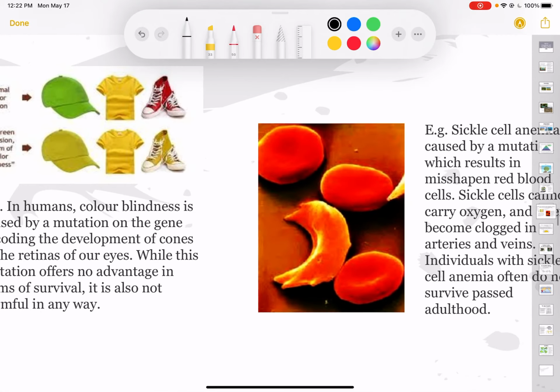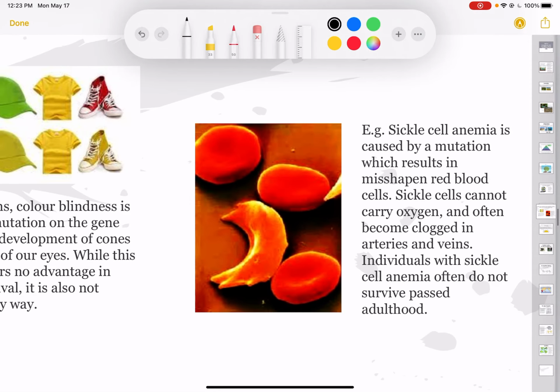On the right-hand side here, sickle cell anemia. This would be a harmful mutation. This happens when your red blood cells basically get deformed, and you see this would be a regular red blood cell. This would be a sickle cell red blood cell. Sickle cells cannot carry oxygen and often become clogged in your arteries and veins, and individuals with sickle cell anemia often do not survive past adulthood. So just having that mutation can cause you to not be able to live a full life.